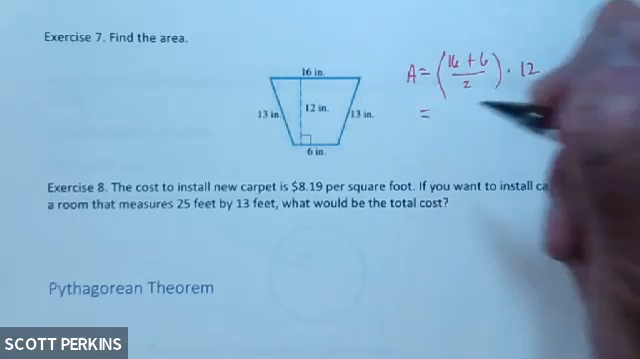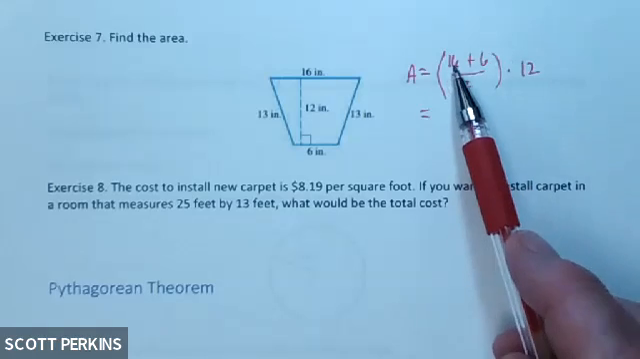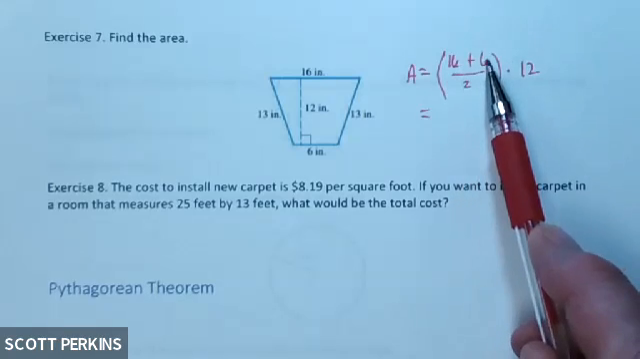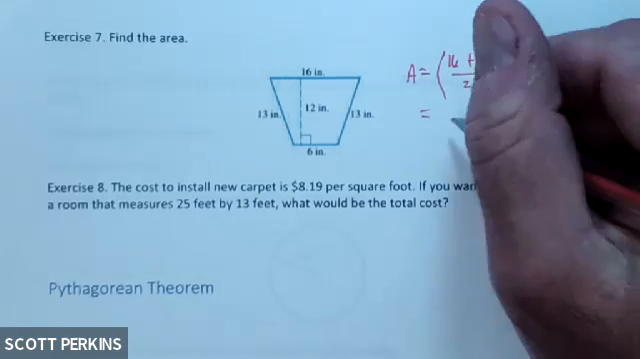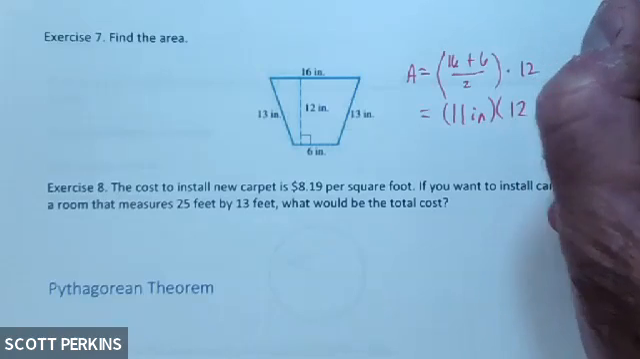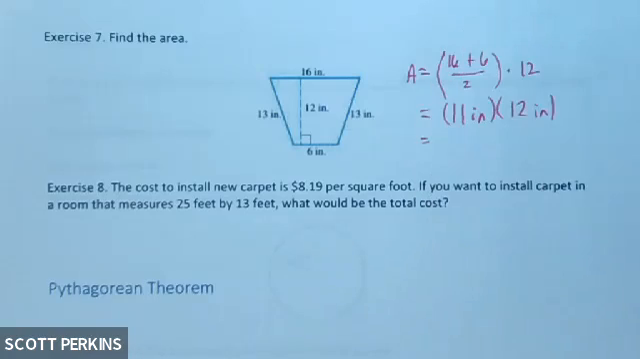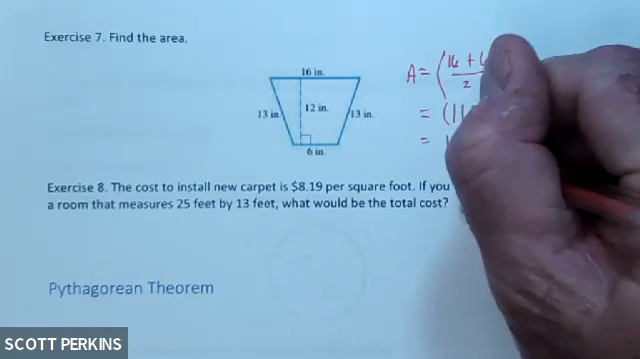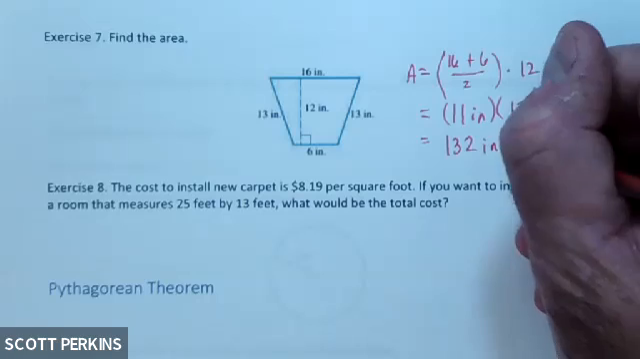So inside the parentheses, when you pop this into your calculator, 16 plus 6 is 22. Divided by 2 is 11 inches. And then the height is 12 inches. And 11 times 12 is, thank you very much, 132 inches squared.